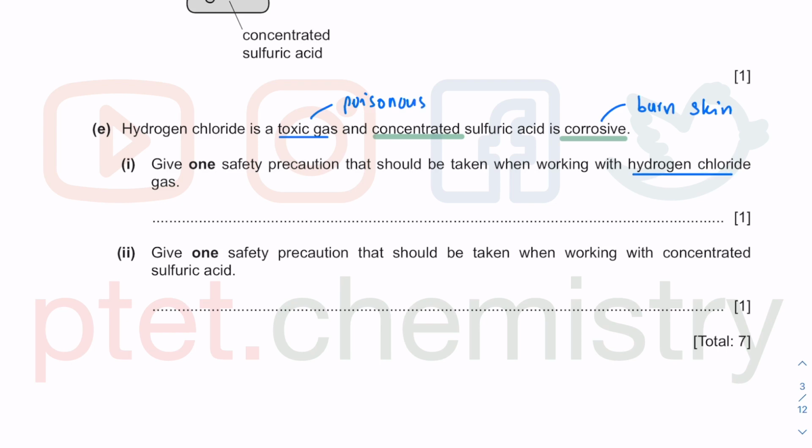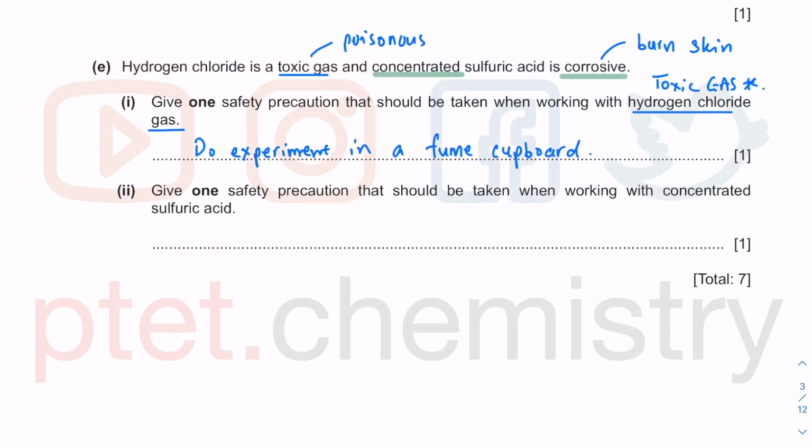In terms of hydrogen chloride, they don't ask in terms of sulfuric acid. That comes after this. So let's talk about the toxicity of the gas. The fact that it is a gas means you could breathe it in. So do the experiment in a fume cupboard. In a fume cupboard, you have got the ventilation. The ventilation will suck up the toxic fumes, and therefore prevent you from breathing in the toxic fumes.